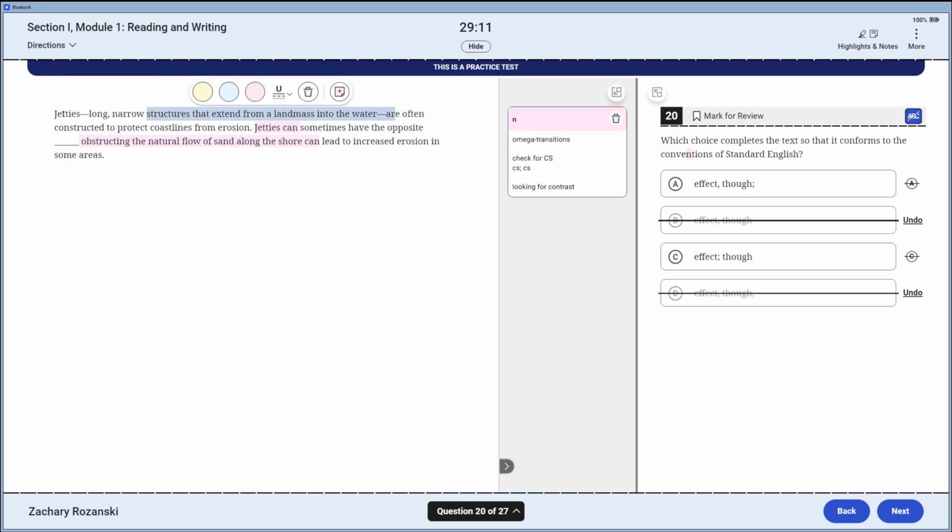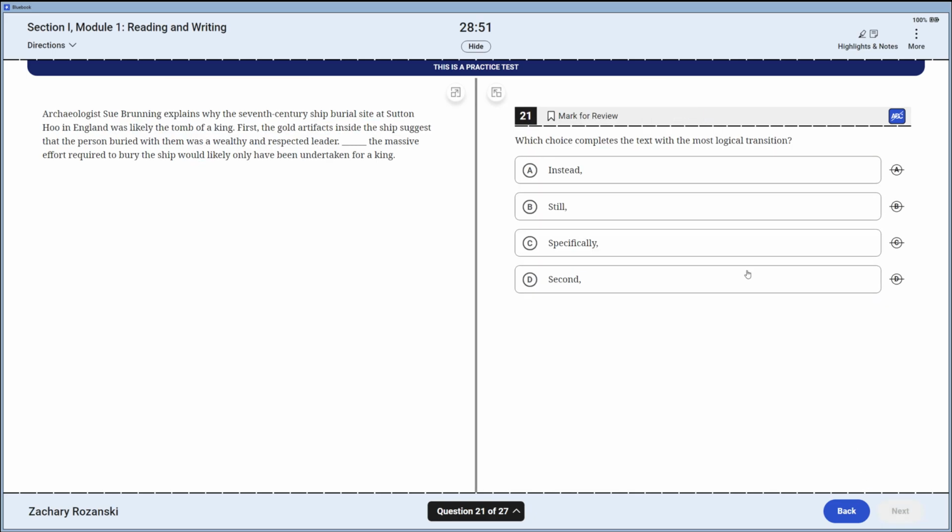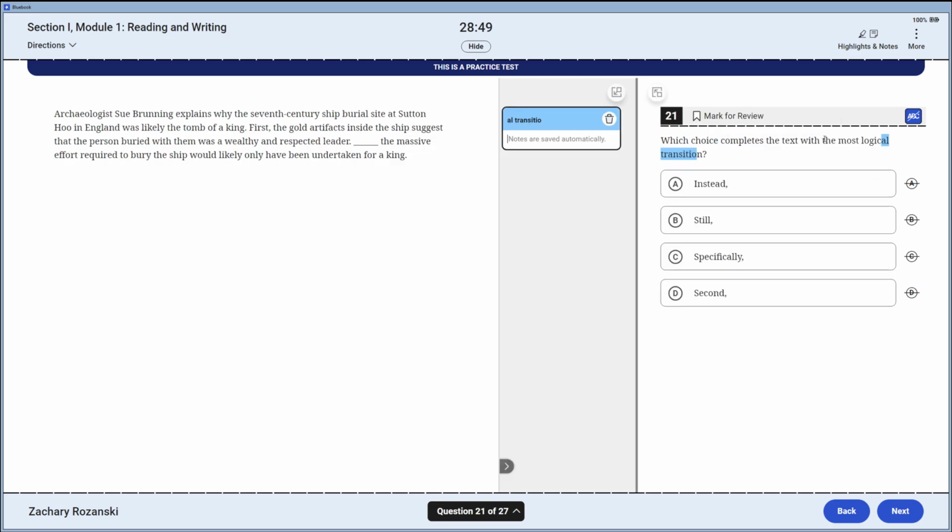Jetties, which are this thing, are often constructed to protect. And then I've got my answer. Even though to protect, they sometimes be not protect, right? They're sometimes bad. Therefore, this A, even though it's at the end of this clause, would give me access to that first sentence. Gorgeous. Oh no, we're done with them. We love those. That's okay though. We have our transition question.